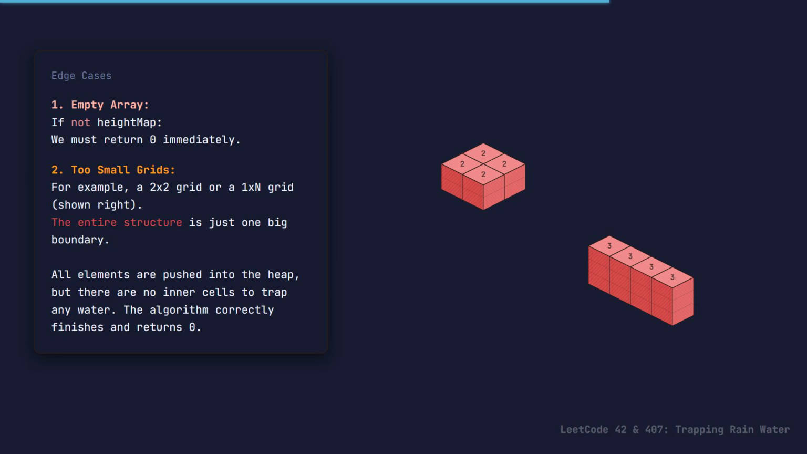As always, don't forget your edge cases. If the matrix is smaller than 3 by 3, it's mathematically impossible for it to have any inner cells to trap water, so we can just instantly return 0. And of course, making sure you actually add cells to your visited set is crucial so you don't get stuck in an infinite loop.